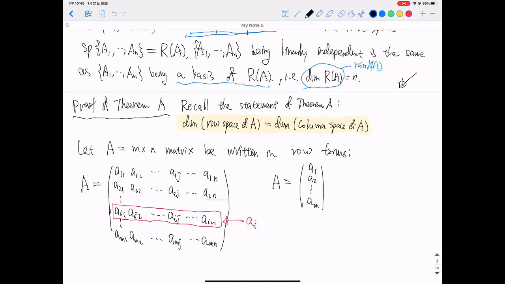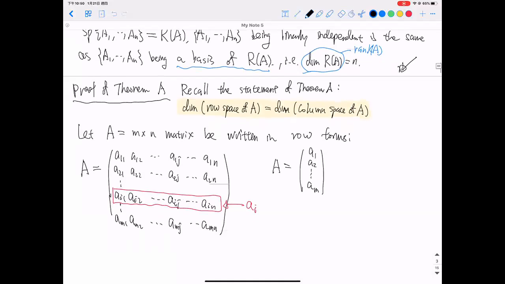Okay. And the columns of A are here. This circled one is the jth column. Let's call it Aj. In this form, you can also write A in the column form, A1, A2, ..., An. Okay.